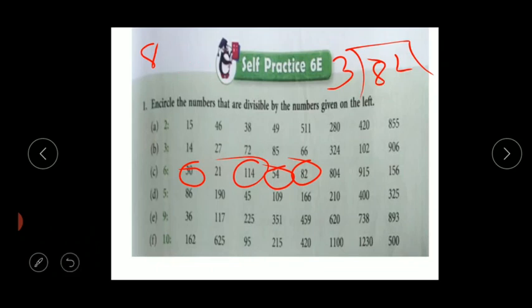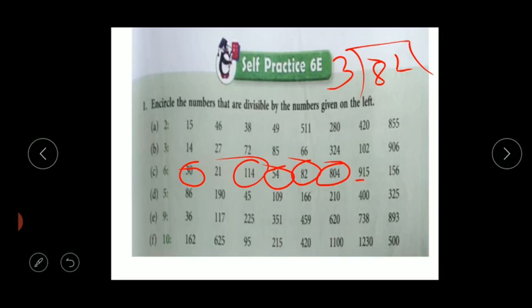What we have to add? The given number. Each digit we have to add. 8 plus 0 plus 4. So 8 plus 0 plus 4 is 12, right? So 12 is divisible by 3. So yes, 804 is also divisible by 6.